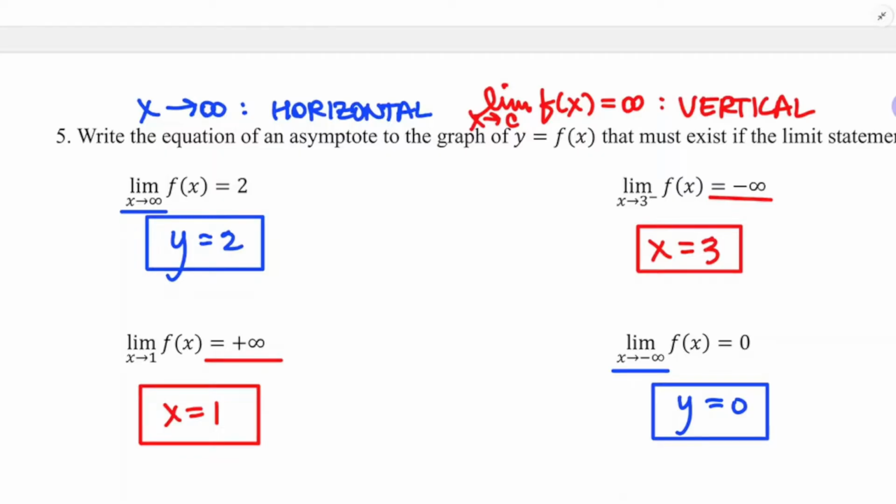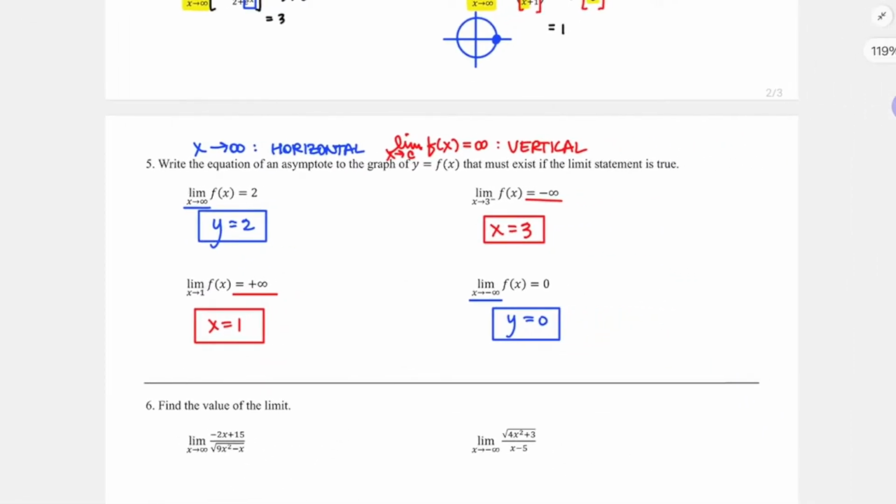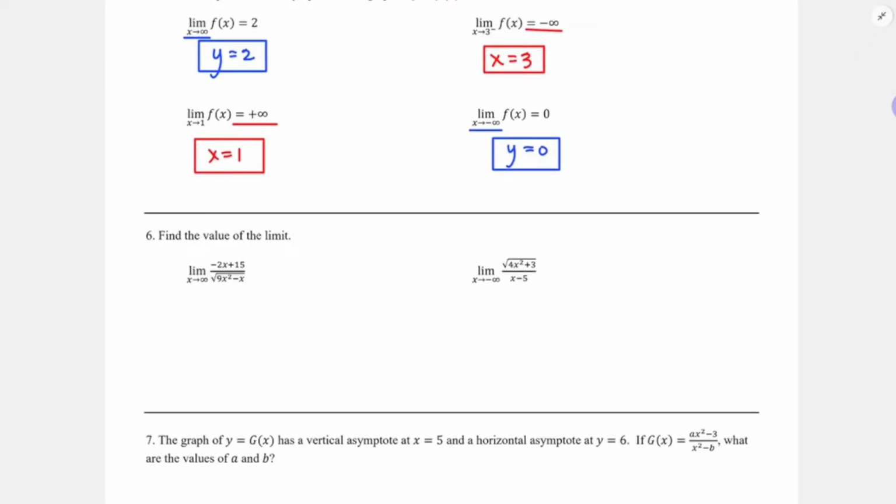If you think about it, the closer x gets to 1, the bigger f gets. It gets closer to positive infinity. That's kind of the same idea as f has a vertical asymptote at x equals 1. It's just a little more descriptive. All right, finding the value of the limit.